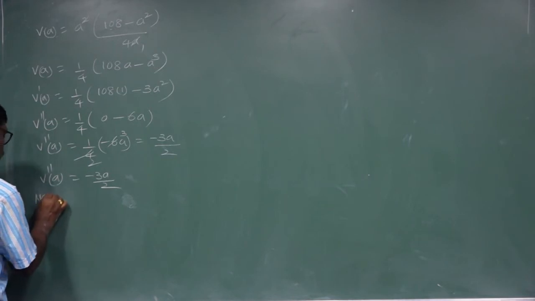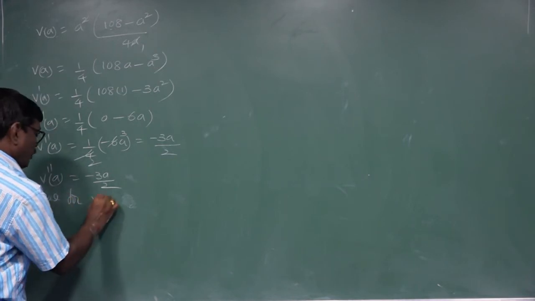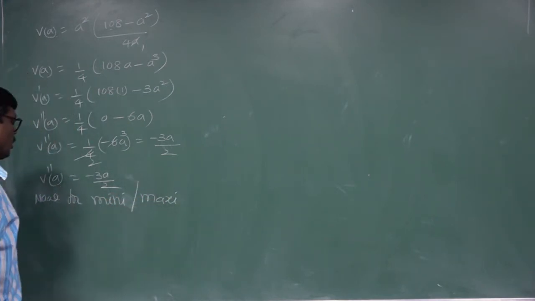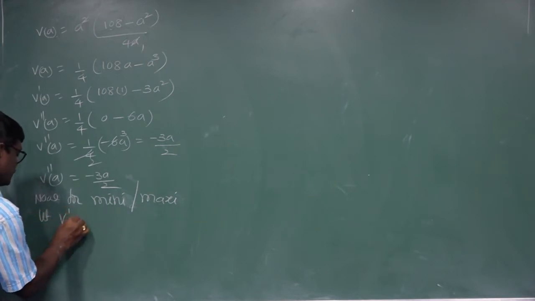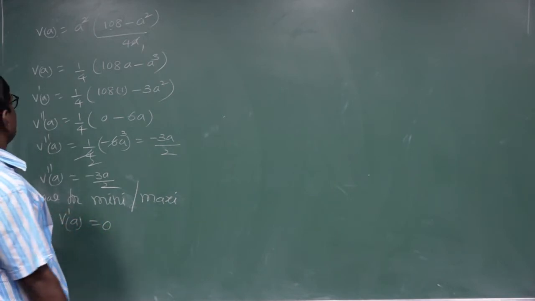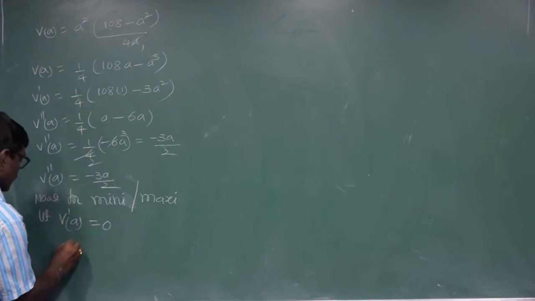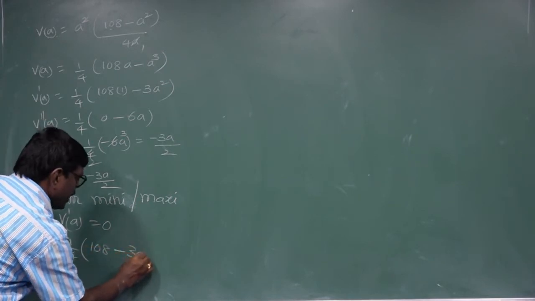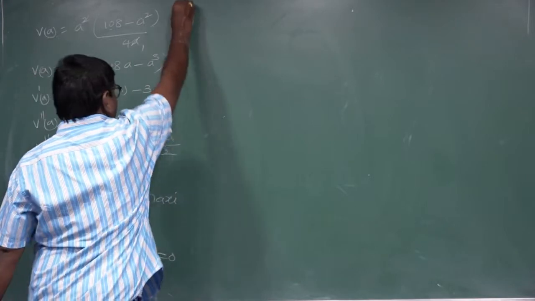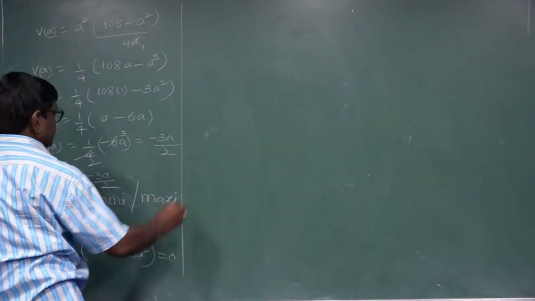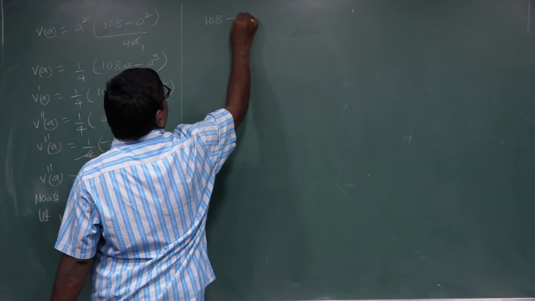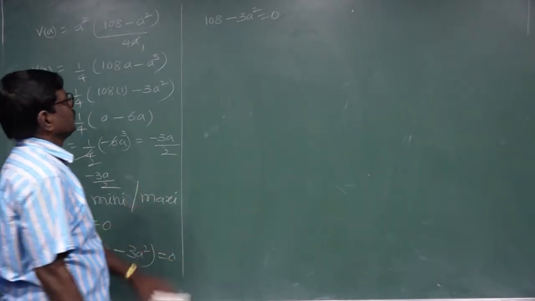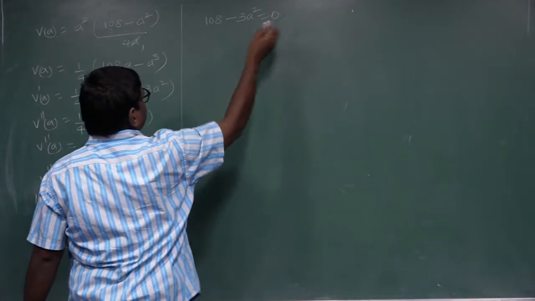Now for minimum or maximum, let V dash A equal to 0. V dash A equals 1 by 4 into 108 minus 3A square equal to 0. The 4 goes outside, 0 into 4 is 0. Take the minus term to the right side.